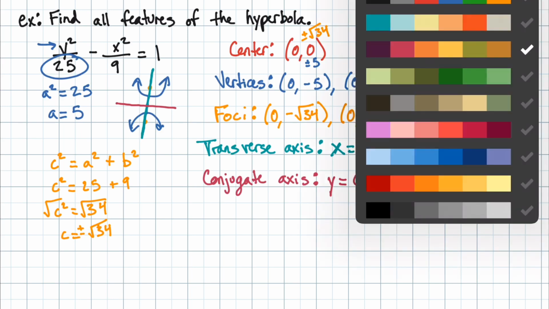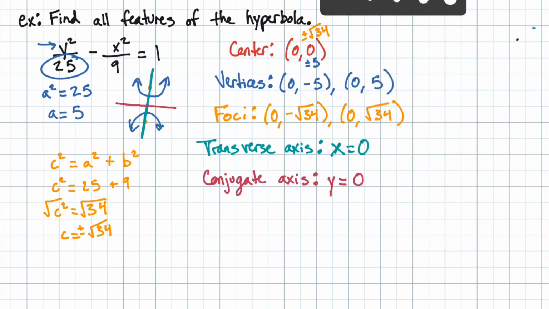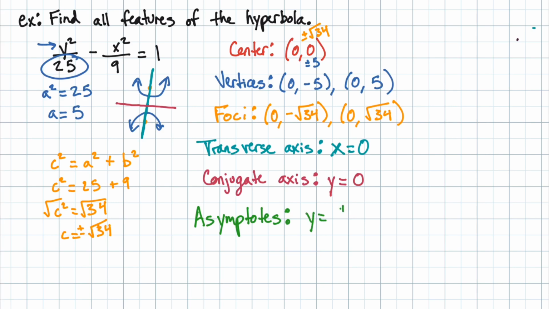Oh, I missed the asymptotes. That's what we're missing. Okay, asymptotes. Y equals plus or minus. Okay, well, we know that a equals 5. This 9 is b squared, so I know that b squared equals 9. Well, that tells me that b equals 3.